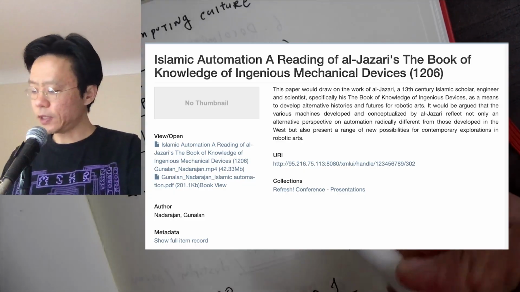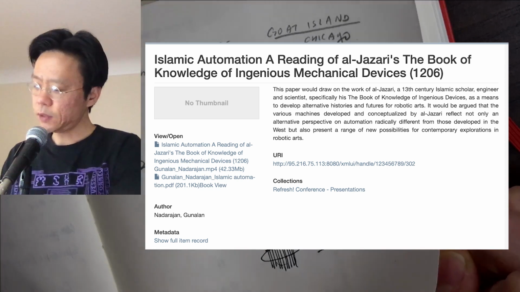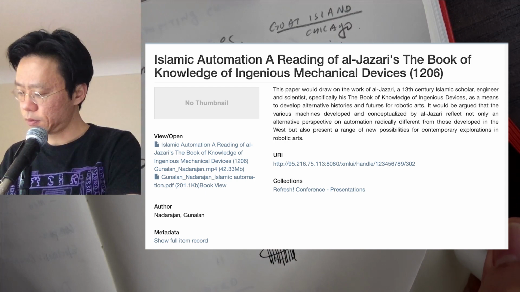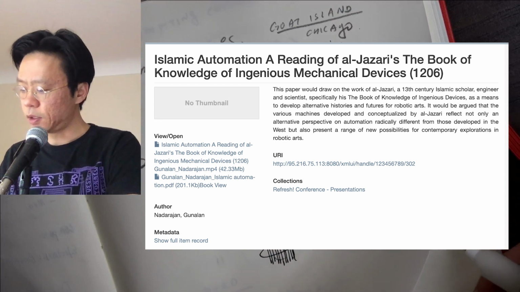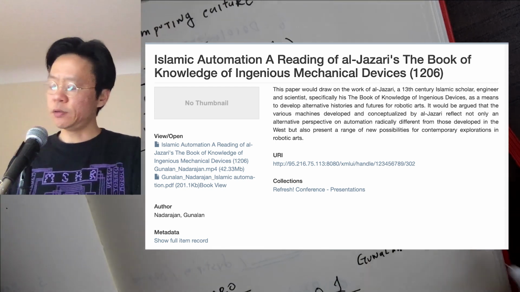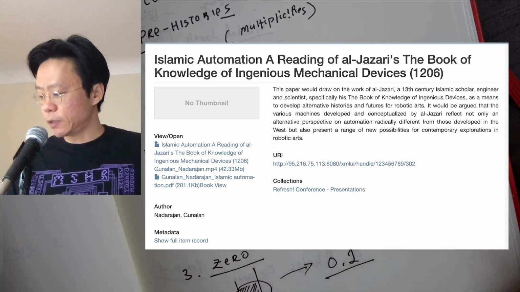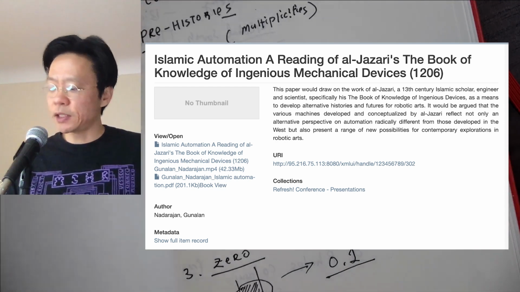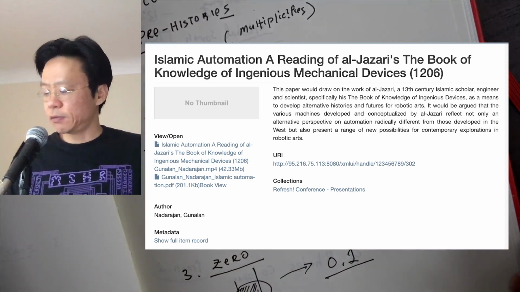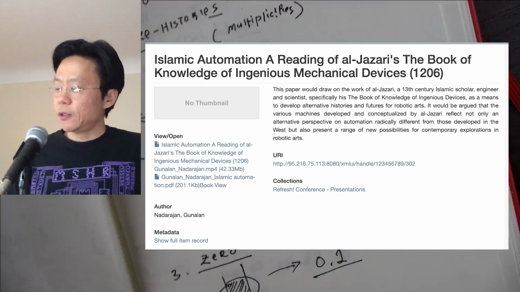Yeah, one thing that I forgot here is Gunalan Nadarajan, who's a scholar who wrote a really amazing essay about the Islamic automata, which I'll also link. I think that's actually a really good piece for everyone to read.